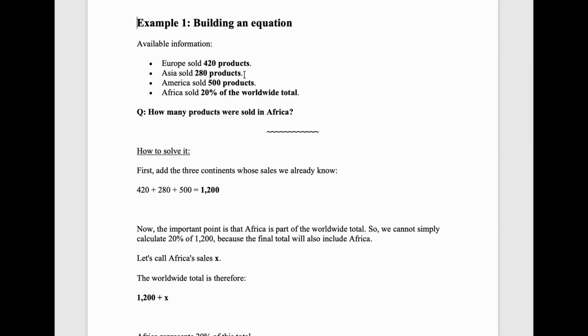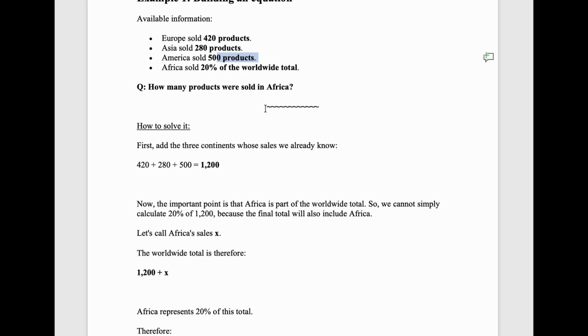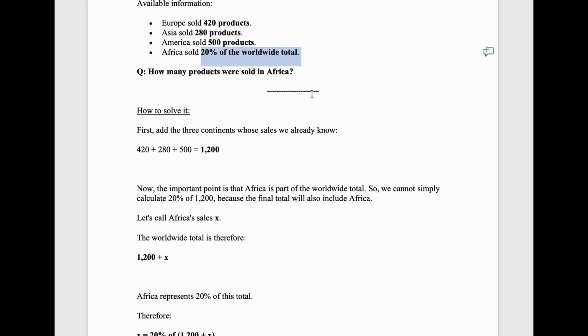So about building an equation, imagine a situation where you're told that Europe sold 420 products, so 420 items of a certain type of item. At the same time, you have Asia, where 280 products or items were sold. And in America, 500 products were sold. So you are told that in Africa, 20% of the worldwide total of items or products were sold. And the question is, how many products were sold in Africa?